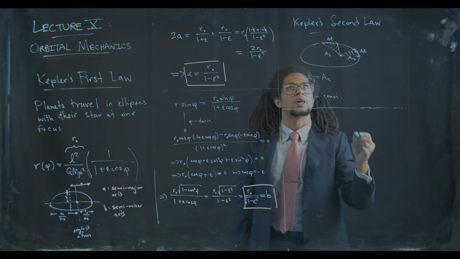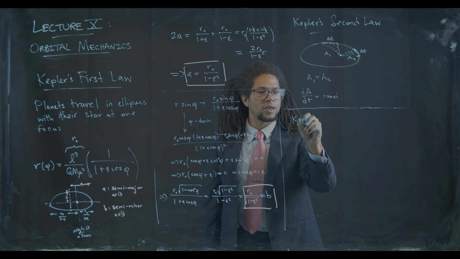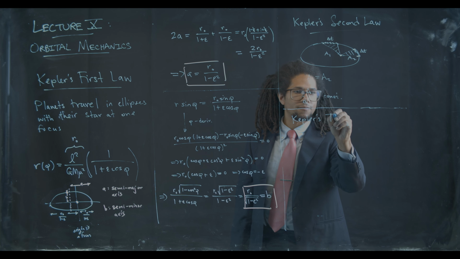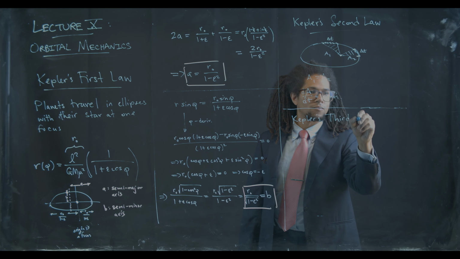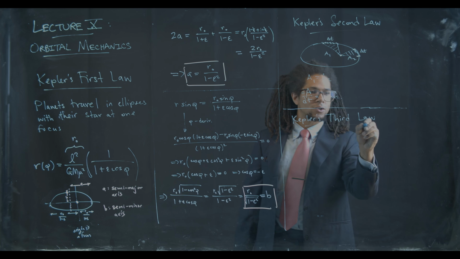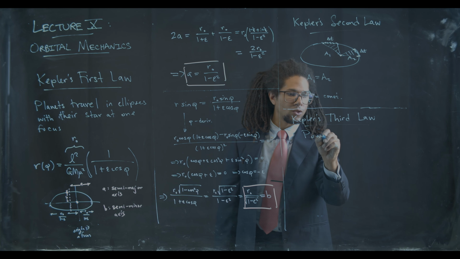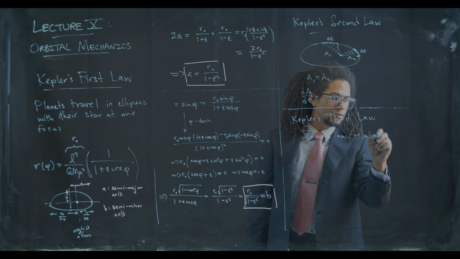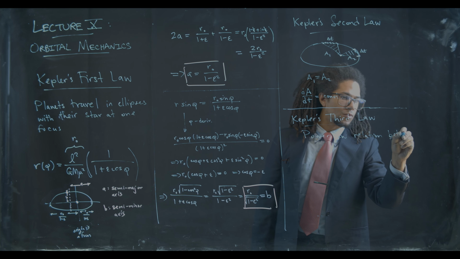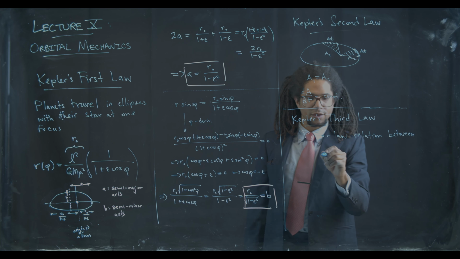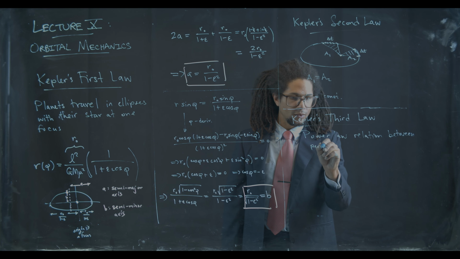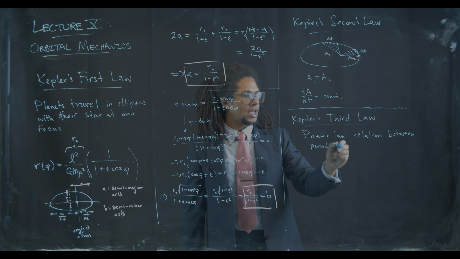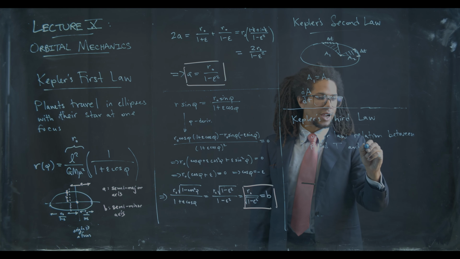Okay. Lastly, we have Kepler's third law, and this is where we're going to need everything that we've shown so far. Kepler's third law gives a power law relation between the period T of rotation and the semi-major axis.